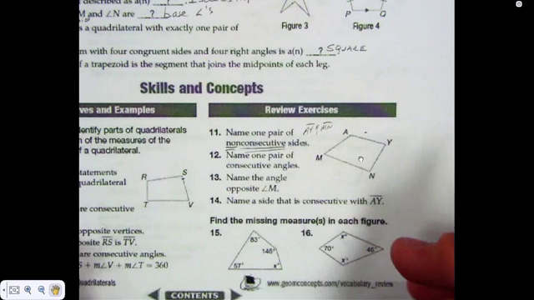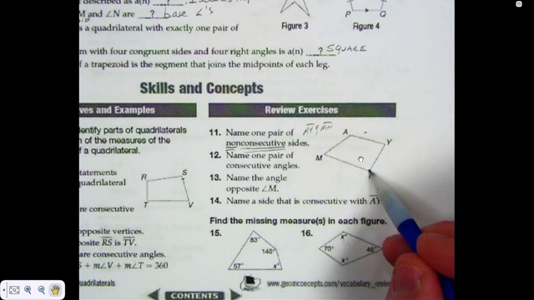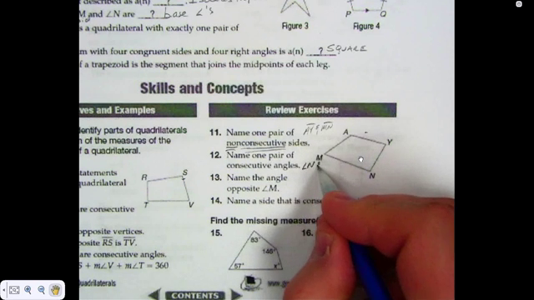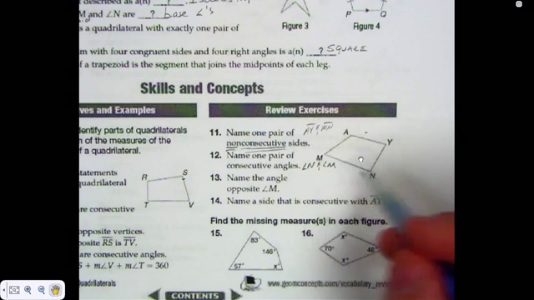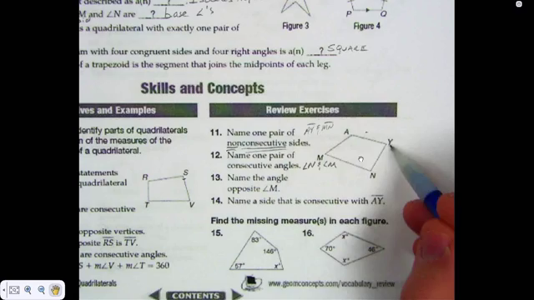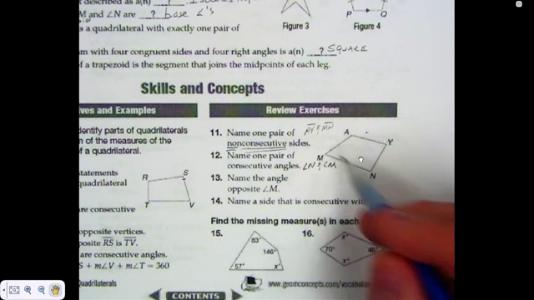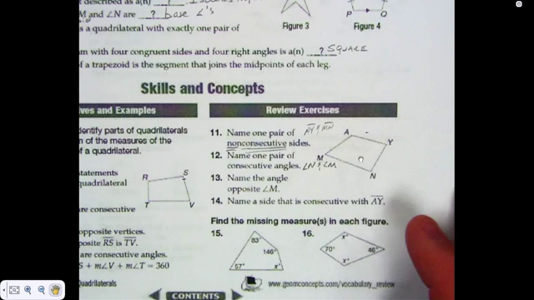Name one pair of consecutive angles. Consecutive means one right after the other one. If I was walking from angle N, what would be the next angle I would get to if I was going to my left? Okay, so I can say angle N and angle what? That is one pair of consecutive angles, is it not? I could have said angle N and angle Y, couldn't I? Could have said angle Y, angle A, angle Y, angle N, so on and so on, as long as they're beside each other and not opposite each other.